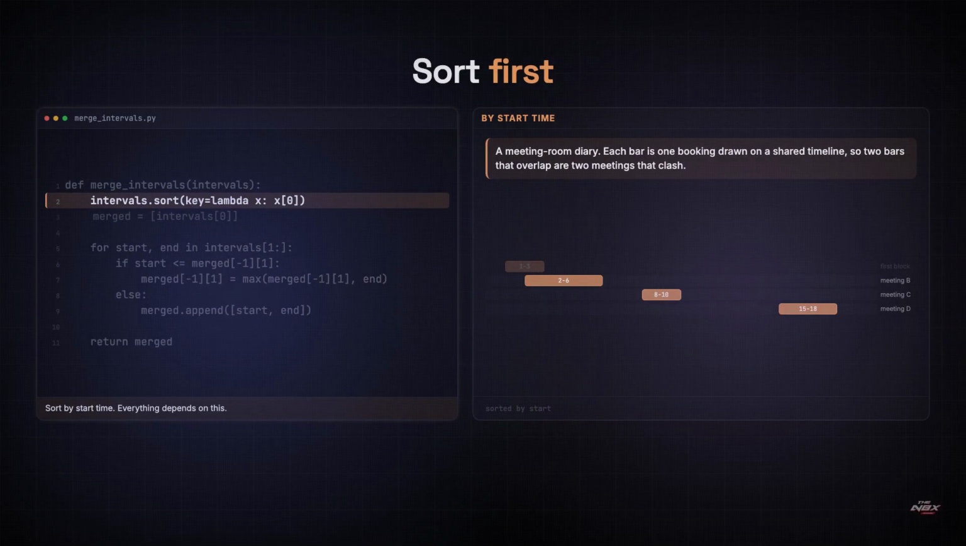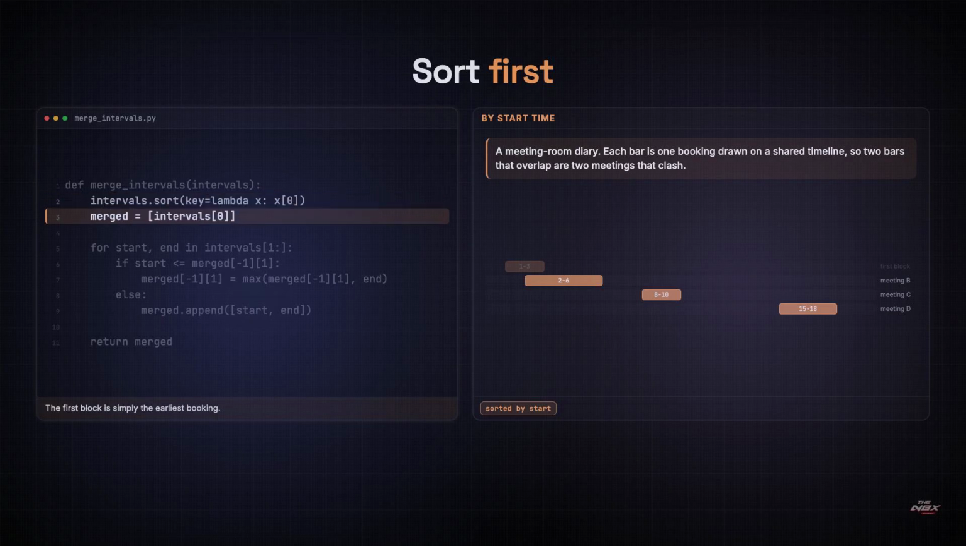Intervals.sort, keyed on x[0], sorts every booking by its start time. The lambda is Python's way of writing a throwaway function, and here it just grabs the first number out of each pair. Sorted by start. Now here's why that matters so much. Once bookings are in start order, anything that overlaps the current block must be the very next one along. Sorting turns a question about every possible pair into a question about neighbors, and that's the whole reason this runs in one pass. Then merge starts holding just the first booking.